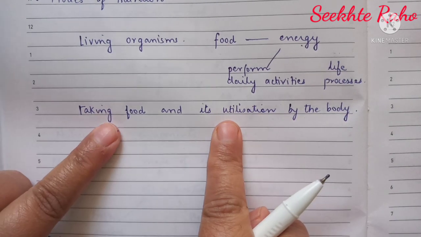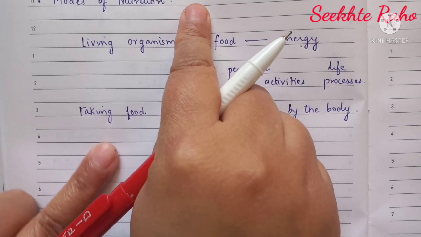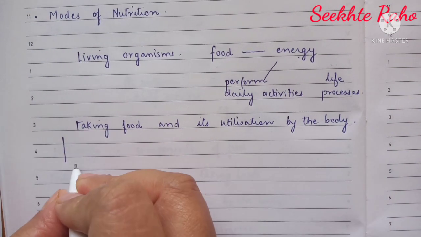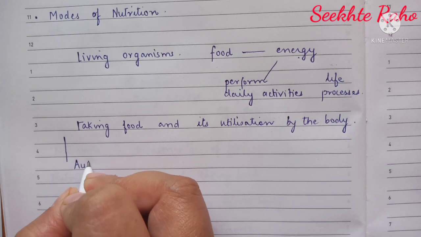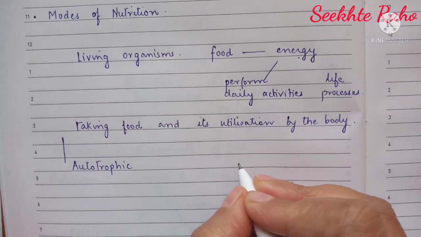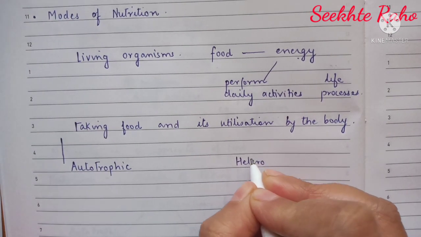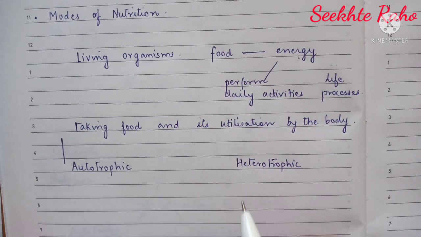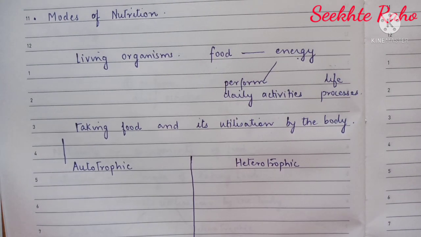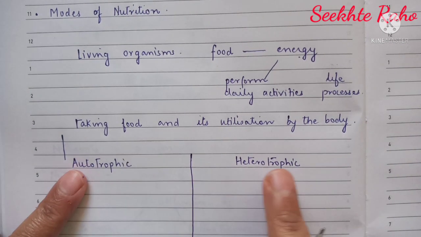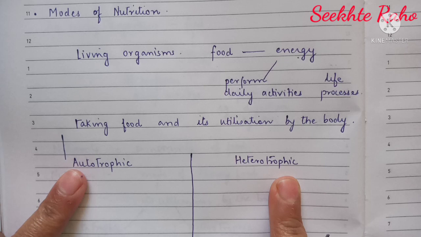Children, we are going to study modes of nutrition. Right? Modes of nutrition are of two types. Autotrophic mode of nutrition and heterotrophic mode of nutrition. We are going to study them one by one, but when I am writing down the points, we will compare them also. You can write them as differences also.